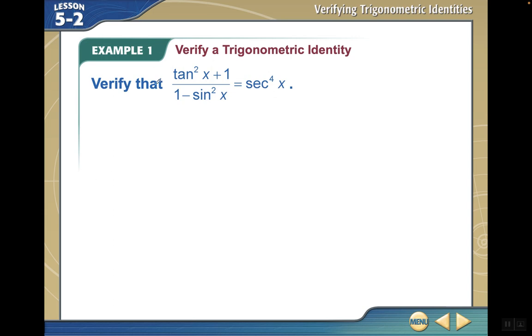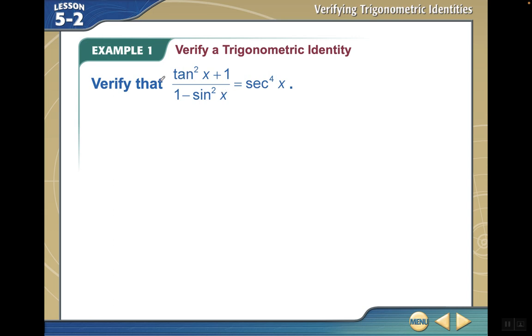We're going to be given something like this where the two sides are equal, and all the ones that I'm assigning you are going to be equal. You just have to show your work to show that they are indeed identities. So you either work on the left side or the right side or on both sides until you get them to equal.